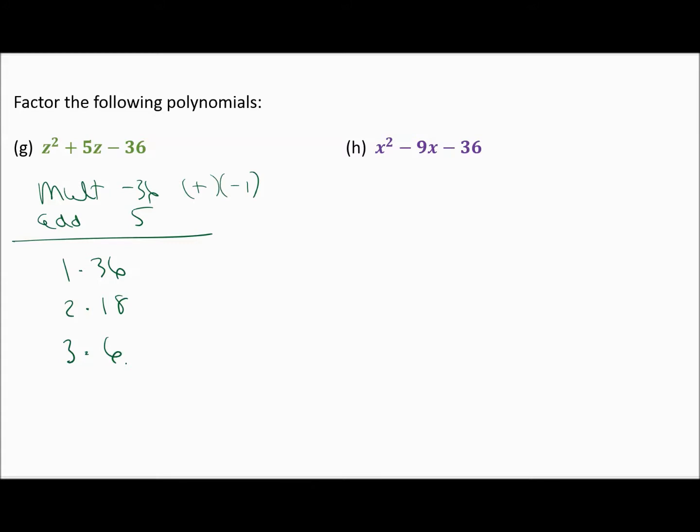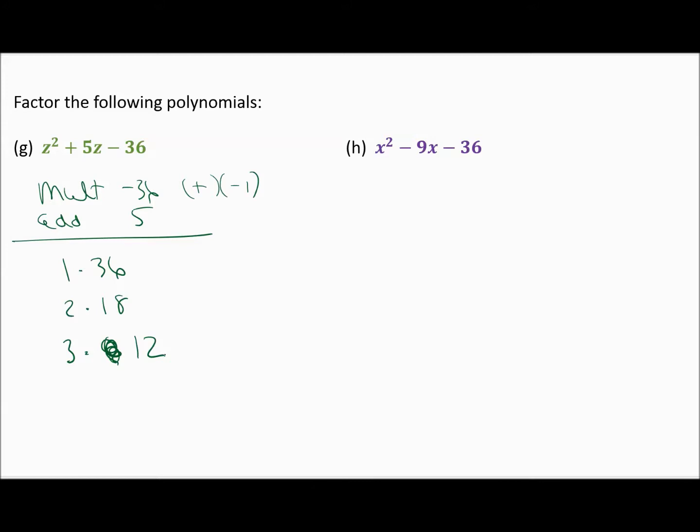What else gives us 36? 6 and 6. Oh, wait, no, 3 times 6 is not even right. 3 times, excuse me, how about 3 times 12? That still doesn't add to be 5, though, does it?